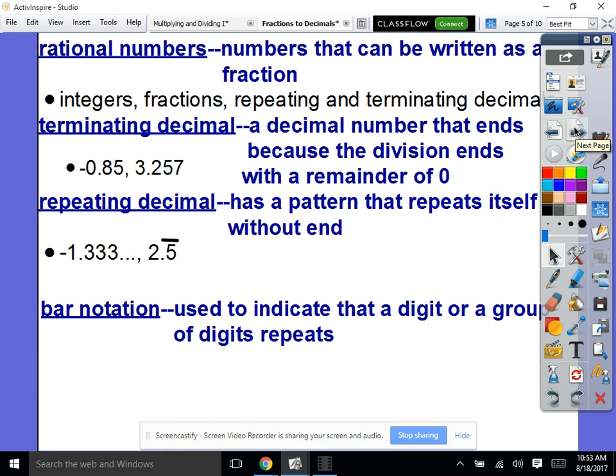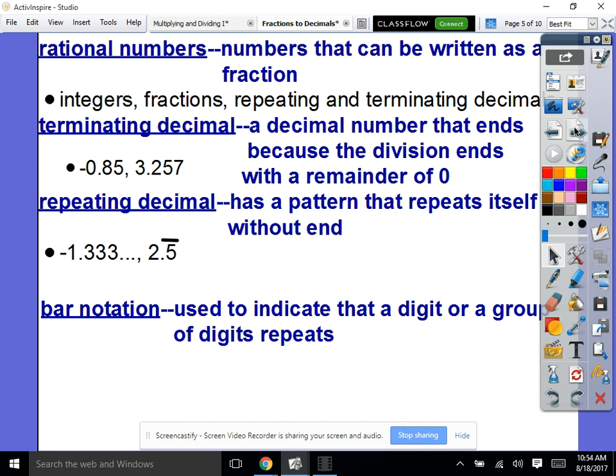All right, rational numbers are numbers that can be written as fractions. They include integers, fractions, repeating, and terminating decimals. A terminating decimal is a decimal number that ends because the division ends with a remainder of 0. Some examples are negative 0.85 and 3.257. Really the way to say that would be negative 85 hundredths. Then you have 3 and 257 thousandths.